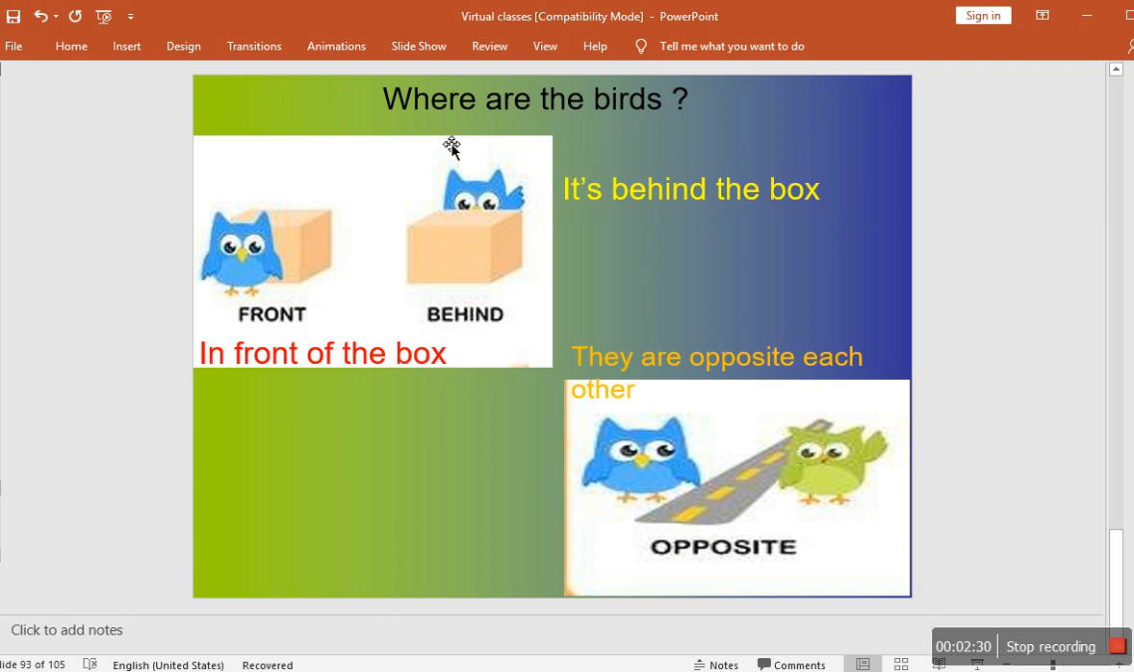Where are the birds? Look here. As you can see, we can see part of the bird. Why? Because the bird is behind the box. Behind the box. Here the bird is in front of the box. If we go down, we can see the two birds are opposite each other.